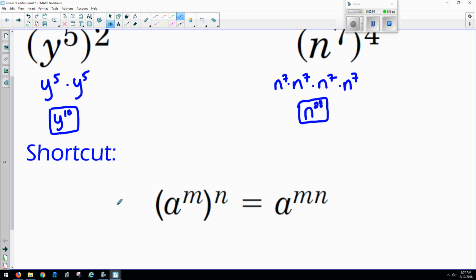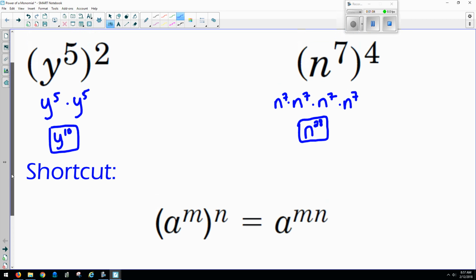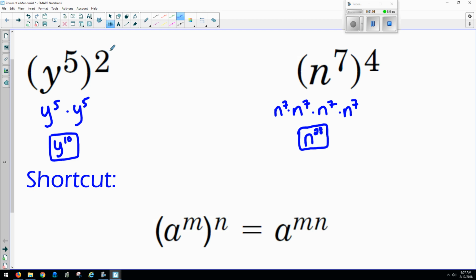Here's the shortcut. So when you raise a monomial to some power, then all we can really do is just multiply the exponents together. So if we look back at the two examples we just did, if I were to just multiply these two exponents, 5 times 2, that would give me 10, which is what we wound up with. And over here, 7 times 4 would give me 28. So we can go ahead and use that rule. When we're raising a monomial to a power, we can just multiply the exponents.